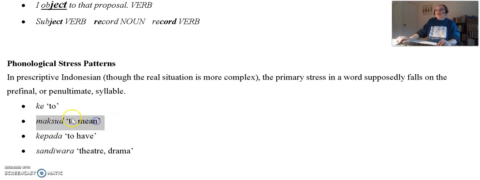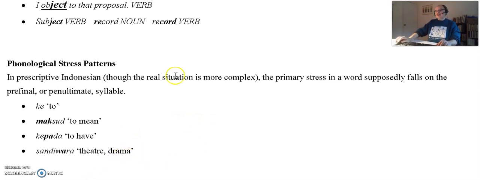But this word here, maksud, and then kepada and sandiwara. In each case, it's the prefinal syllable. That is, here's the final syllable, here's the prefinal or penultimate syllable. Here's the last syllable, this is the one before that last syllable. And so this is a phonological stress pattern that happens. It's not lexically specified. It depends on the number of syllables a word has.